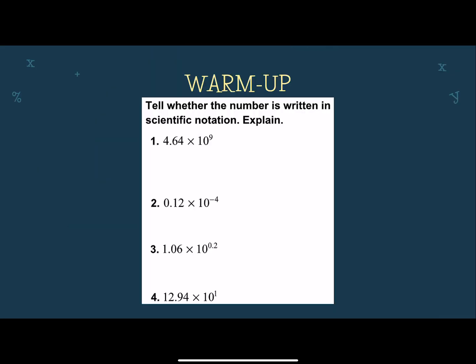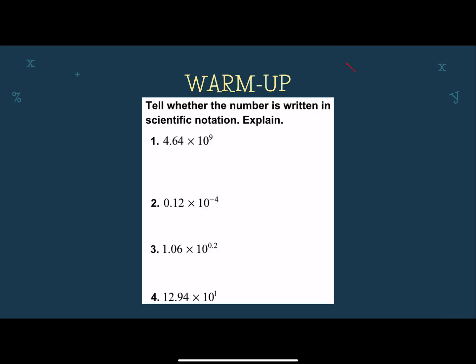And then for your warm-up today, I want you to tell whether or not these four numbers are in scientific notation. Yes or no, and tell me why not if they're not. Okay, go ahead and pause the video here if you need more time.